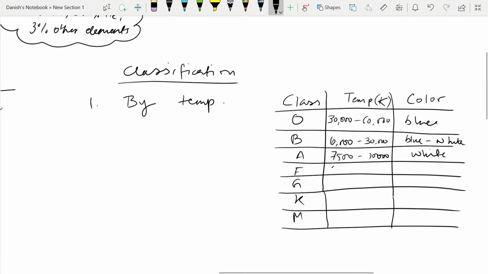This goes from 6,000 to 7,500. This goes from 5,000 to 6,000. This is 3,500 to 5,000. This is 2,000 to 3,500. So this will appear yellow, white. This is yellow, orange, and red.